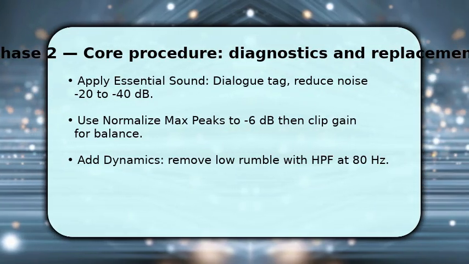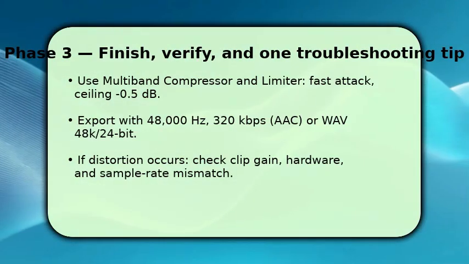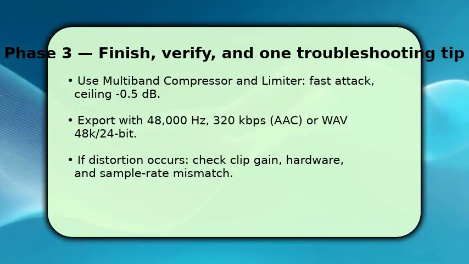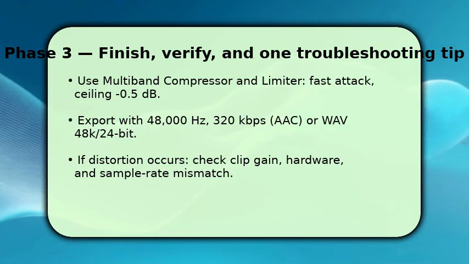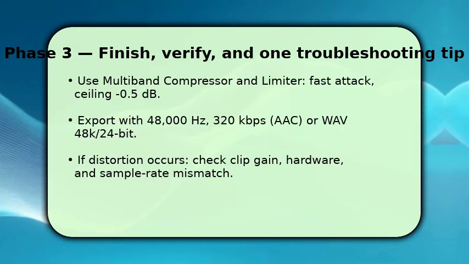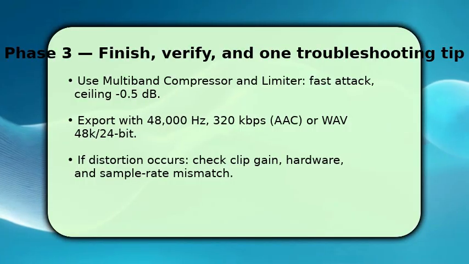Work in small finish by gluing the mix and preventing overloads. Insert a multi-band compressor for subtle control and a limiter with a ceiling at -0.5 dB to catch peaks. Export using 48,000 Hz. Choose WAV 48K/24-bit for master quality or AAC 320 kbps for delivery.